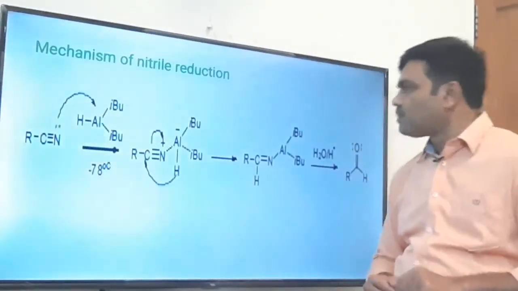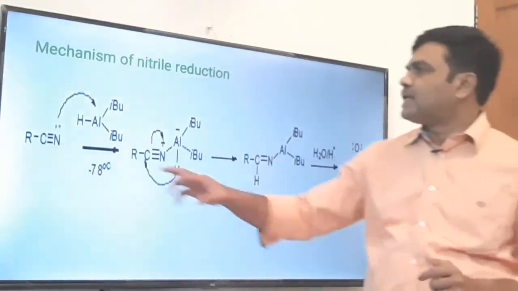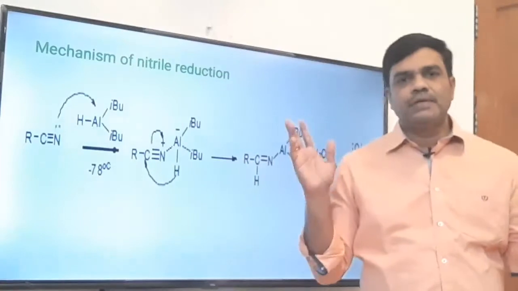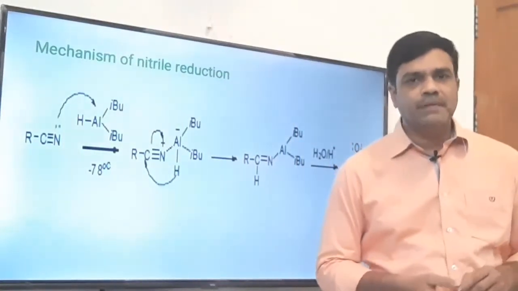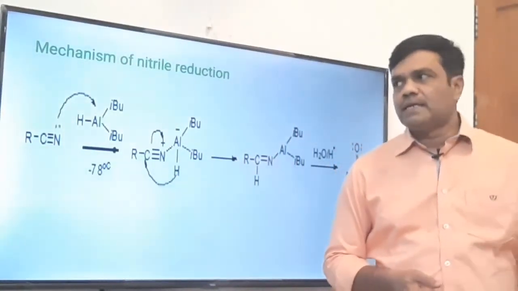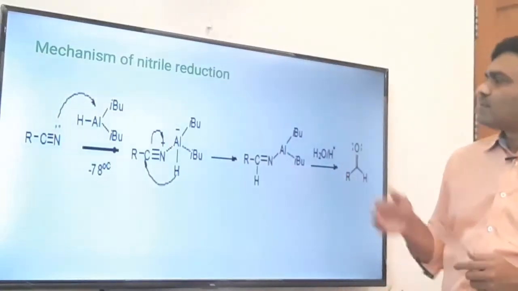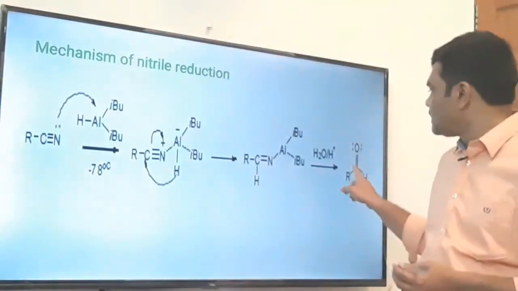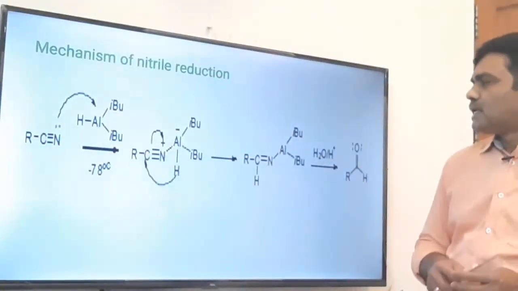Then the mechanism of nitrile reduction. Nitrile means C≡N. C≡N is reduced to CH2NH2 in case of lithium aluminum hydride; that is, cyanide is converted to amine. But in case of nitrile with DiBALH at -78 degrees Celsius, we get the aldehyde. Let us see the mechanism.